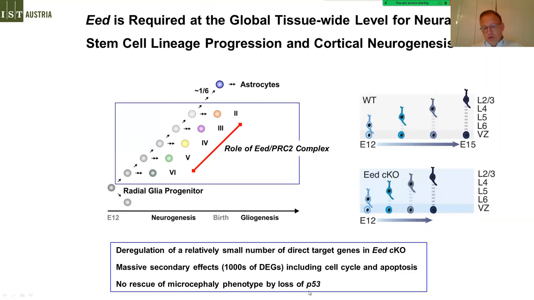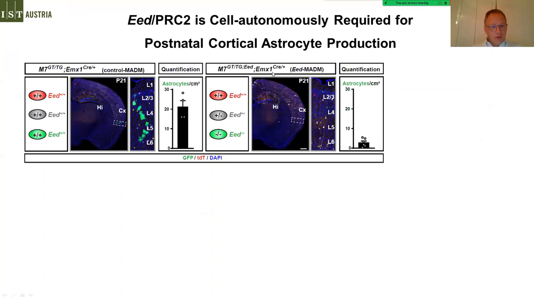So finally, we also looked at whether PSC2 has additional functions in lineage progression, in particular in glia production. And this is the data. So this is the second last data slide, basically. What you see is that yes, PSC2 is also involved in production of astrocytes. So this is a wild type situation here where we can easily spot the astrocytes because of the sparse labeling.